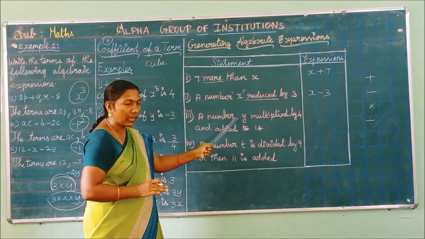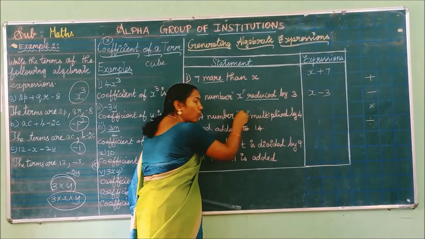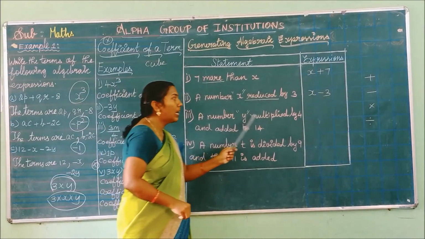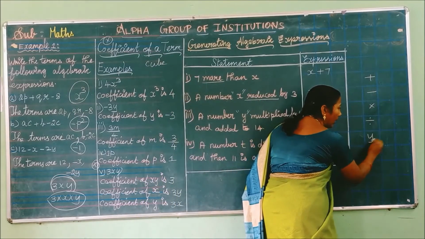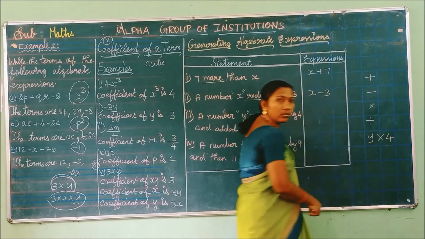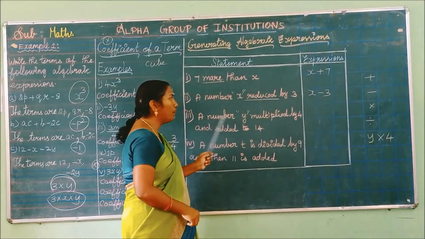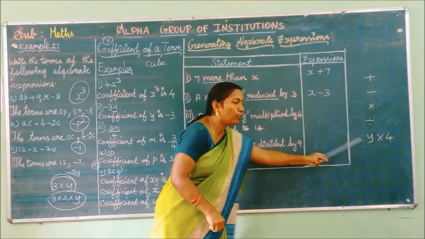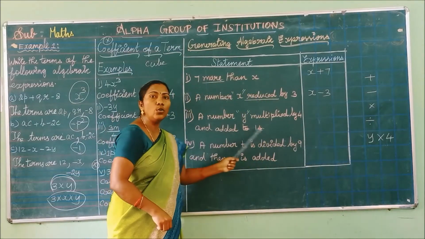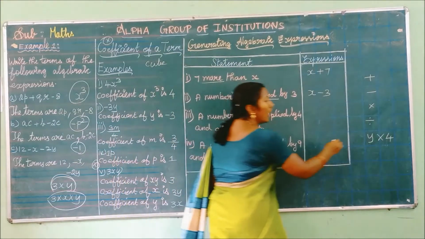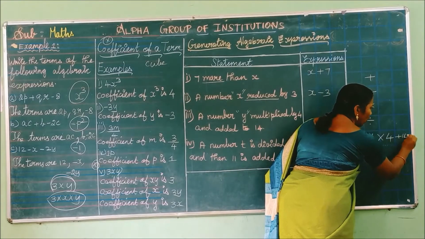A number y. Now our number is y. A number y multiplied by 4. Do you understand? A number y multiplied by 4. So y into 4 and added to 14. So you have to add this value to 14.